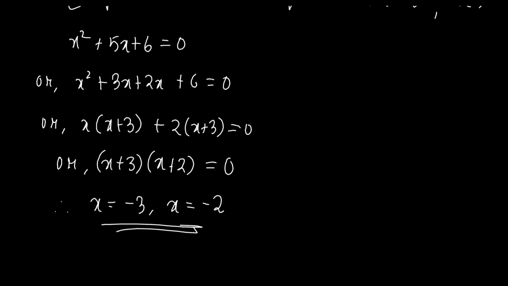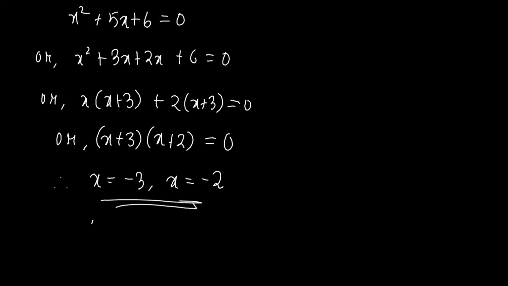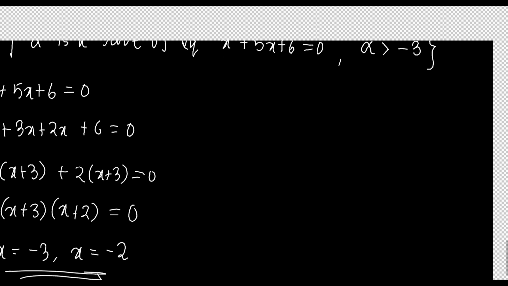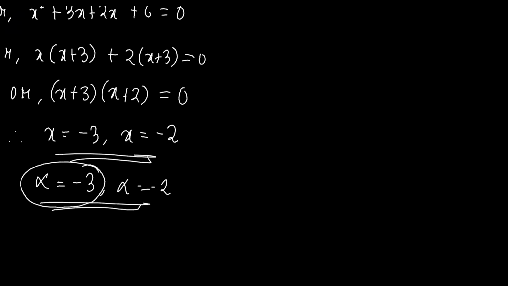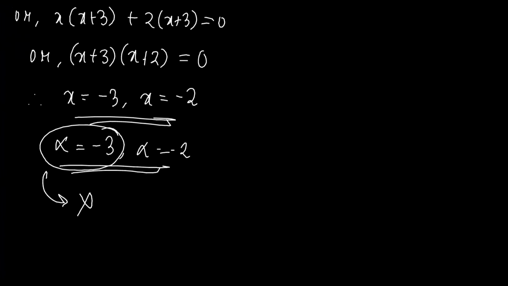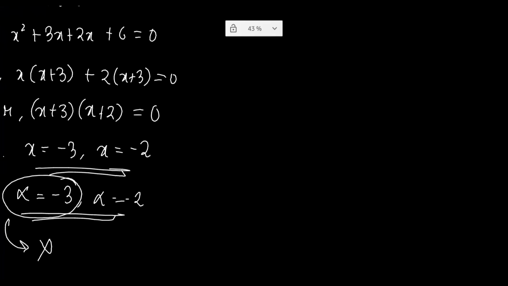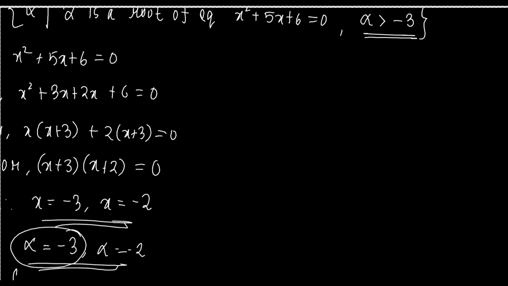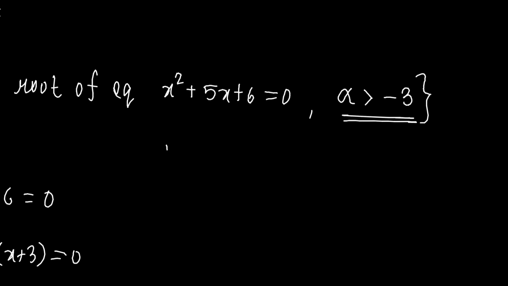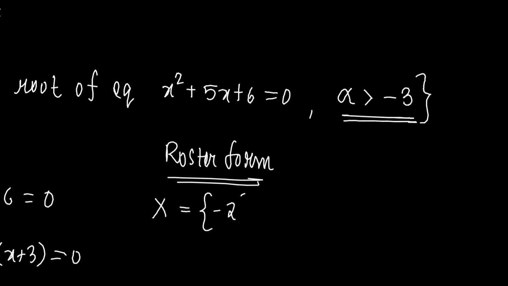That is, here actually alpha is minus 3 and alpha is equal to minus 2, since alpha is the root of this equation. But there is a condition given. You can see that alpha should be greater than minus 3. Therefore, this case is cancelled. This cannot be taken. Okay, because alpha is greater than, not greater than or equal to. Alpha is greater than minus 3. So the set we will get in roster form, in this roster form, x I will get as only minus 2.